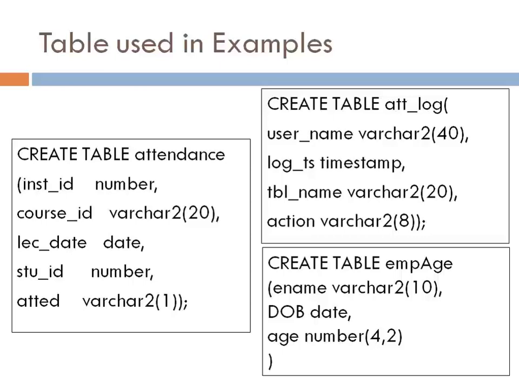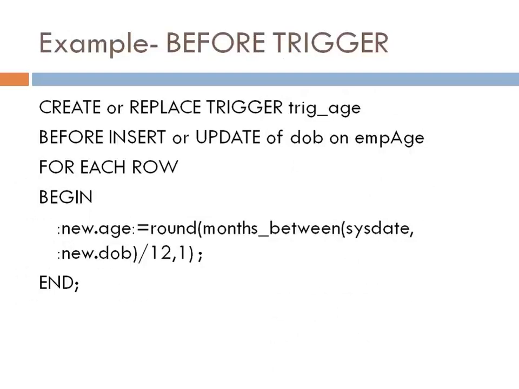So let us begin with the examples. This is an example of a before trigger. What I am doing in this example is whenever the imp age table is inserted or updated with the date of birth, the age of the person will be automatically calculated. The working of this trigger is like this.